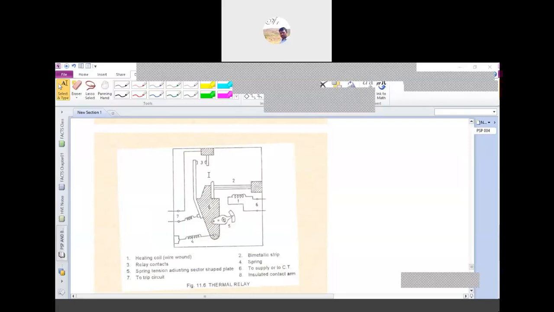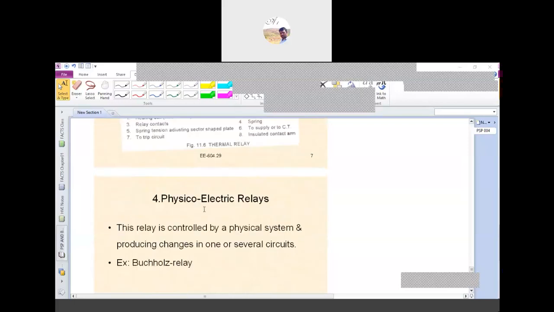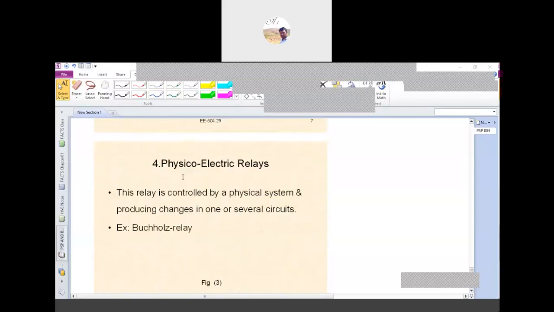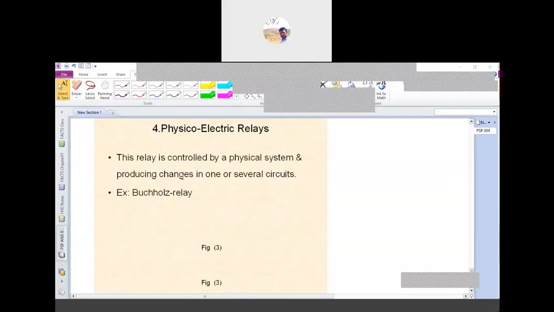Here you can see the thermal relay. Here is the coil, which is a heating coil, and a bimetallic strip will be there. You can see the bimetallic strip here. Any variation in the input signal will affect this bimetallic strip.